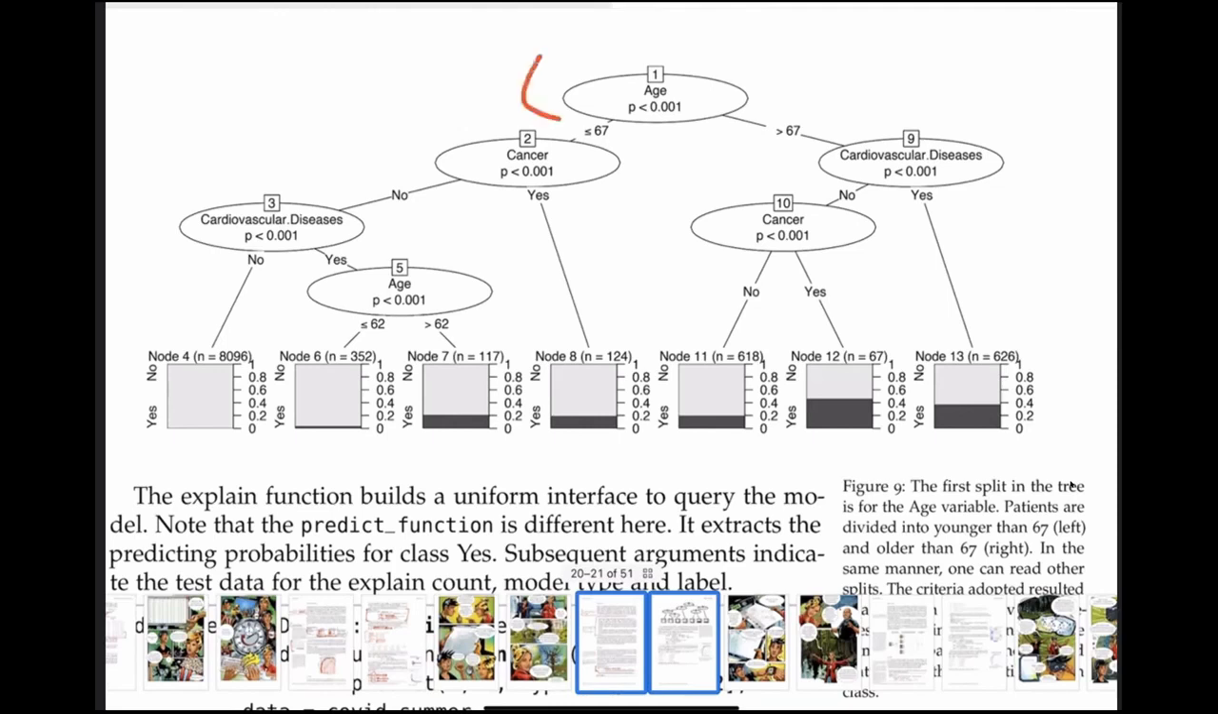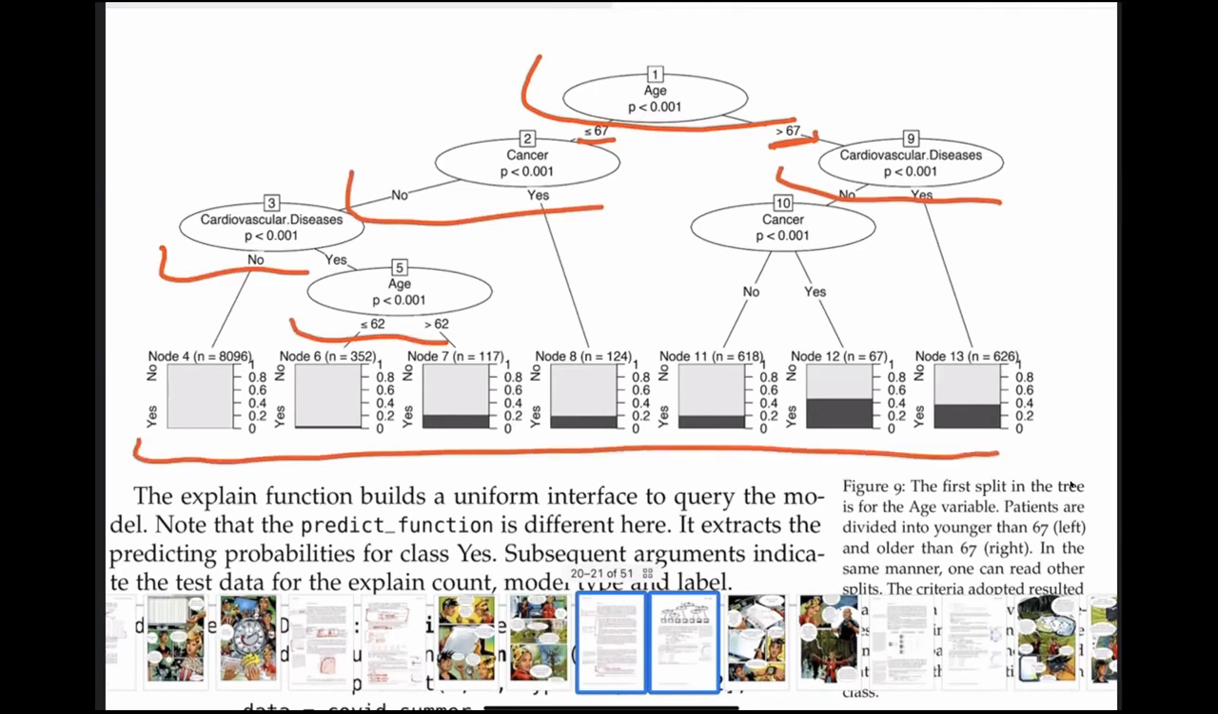It turns out that the best candidate for the split was the age variable, and the best cutoff was 67. Then this procedure is repeated. In the subgroup of patients that are older than 67, it turns out that the second best candidate for a split is cardiovascular diseases, and this procedure is repeated. So finally, with the given hyperparameters, you end up with a decision tree with 7 nodes.